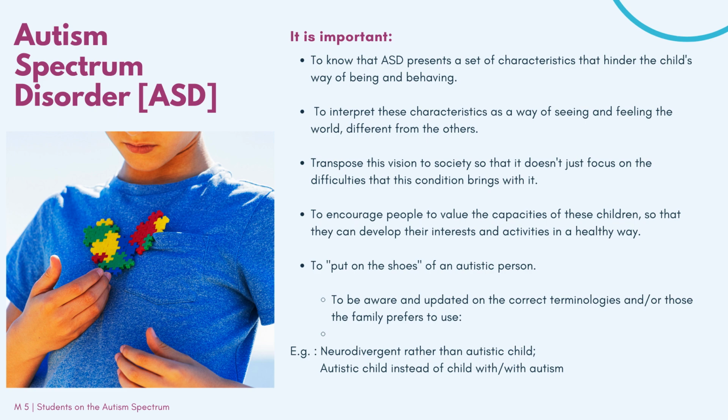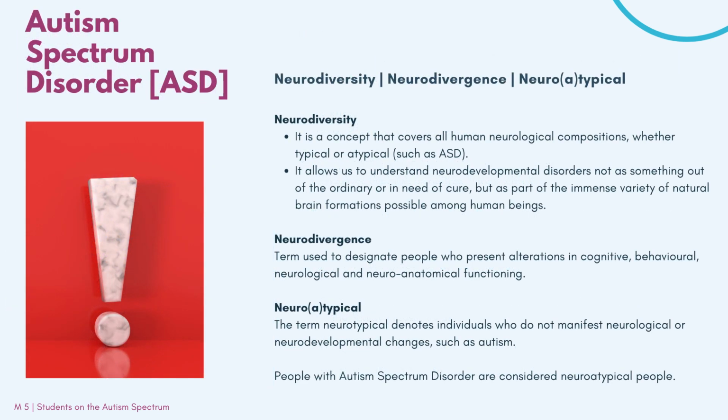We now talk about some concepts that may seem new but are recognized as the most correct terms when we want to talk about disorders such as autism spectrum. The concept of neurodiversity. Neurodiversity is a concept that covers all human neurological compositions, whether typical or atypical, the case of people with autism. The neurodiversity look allows us to understand neurodevelopmental disorders not as something out of the ordinary or in need of cure, but as part of the immense variety of natural brain formations possible among human beings.